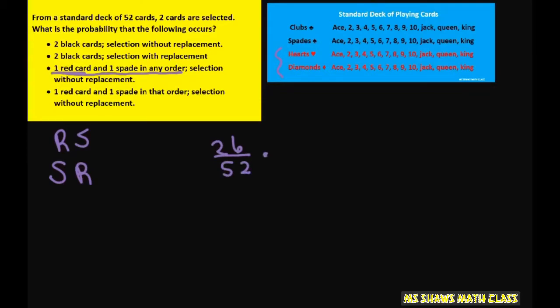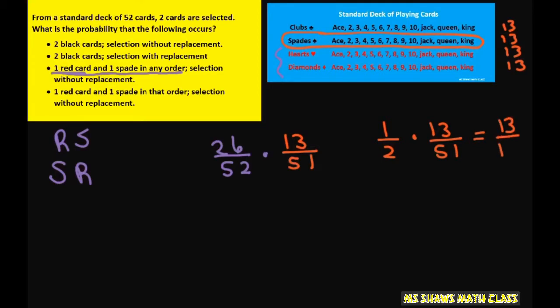And spades. So you look at the spades, there's only 13. Each of these suits, these are called suits, has 13 cards in each. So to get a spade, that's going to be 13 out of 51. All right, and when you do that, you get 1/2 times 13 divided by 51, which equals 13 divided by 102. Now, that's if we did red first, then spade.